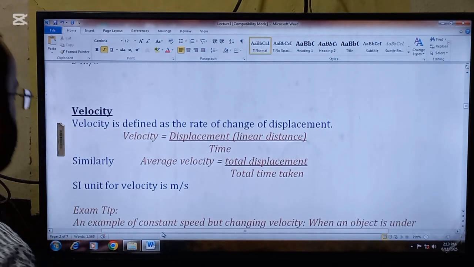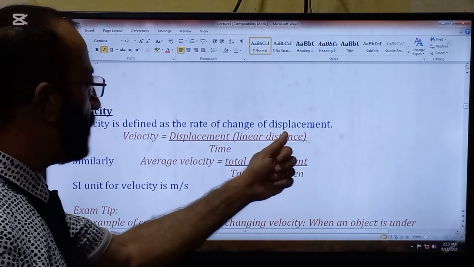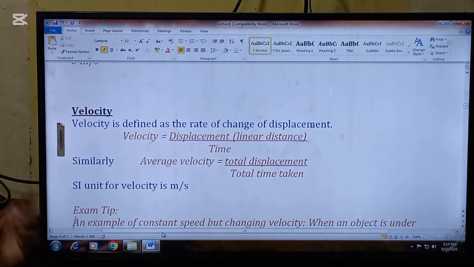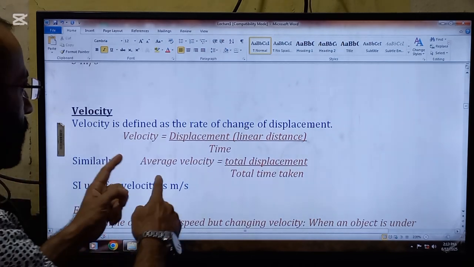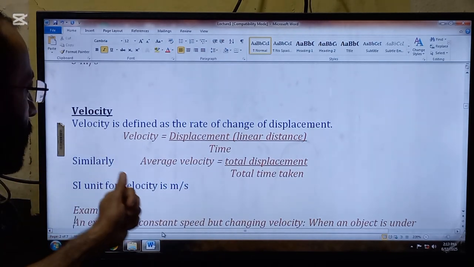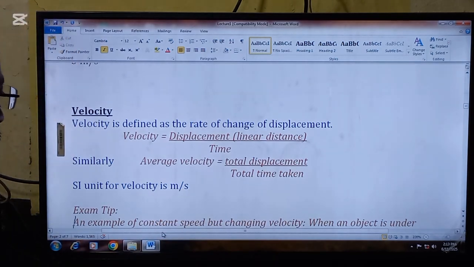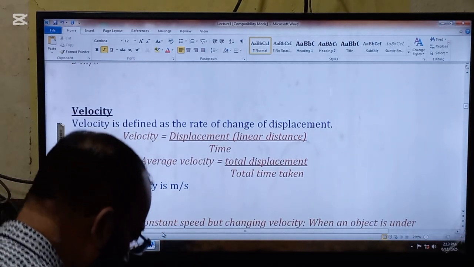Now velocity. Velocity is defined as the rate of change of the displacement. This is the definition. The formula is displacement over time. Similarly, average velocity is total displacement over total time taken. The SI unit for velocity is meter per second.